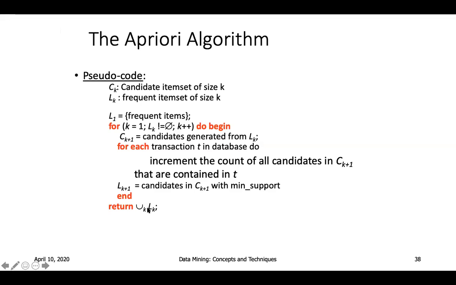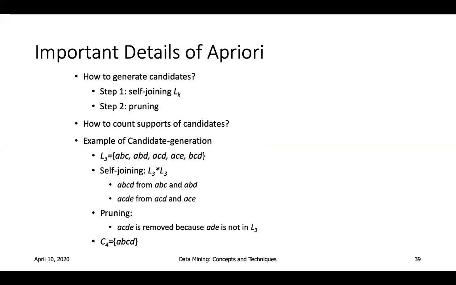C is missing actually, sorry. It is a union of LK, not a C union. It is only the union of L. Recursively, it is calling it. In the pruning, ACDE is removed because AD is not in the L3. So with the minimum support, the values will be pruned. And finally, it has discovered that the patterns A, B, C, D are frequent.